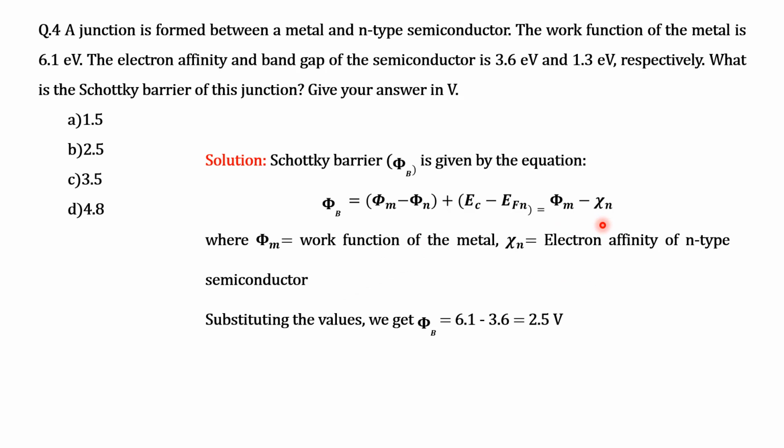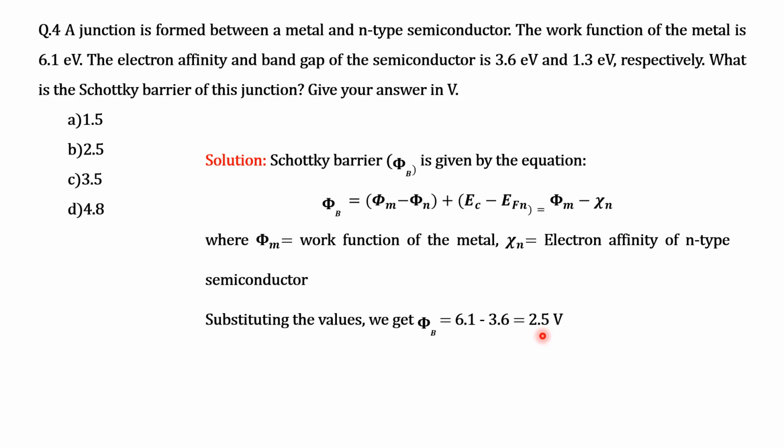So basically usually all this data, whatever is required for calculation, will be given to you. In our case, phi m and psi n are directly given, hence we get to calculate 6.1 minus 3.6 is equal to 2.5 electron volts. Sorry, not electron volt, volts.